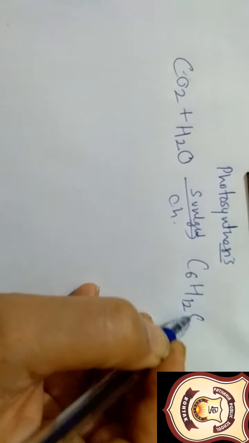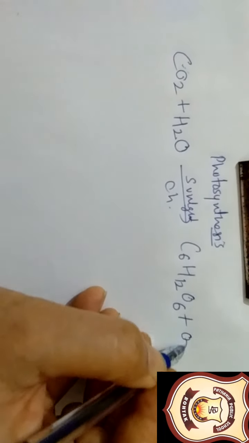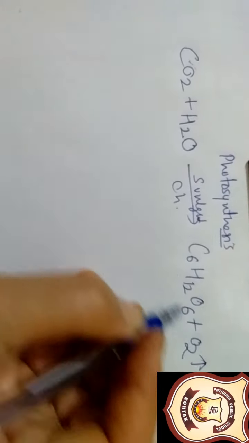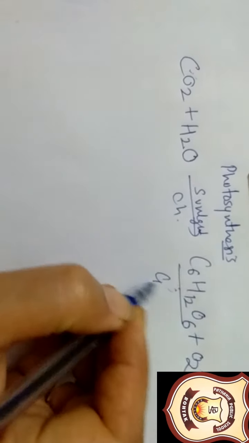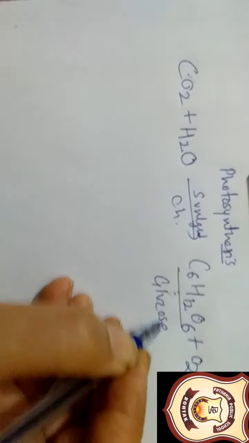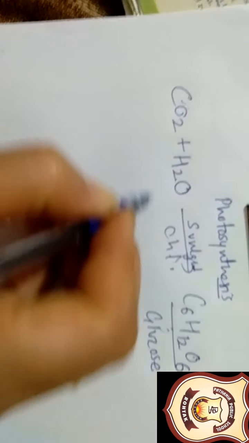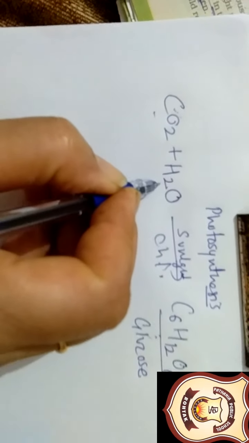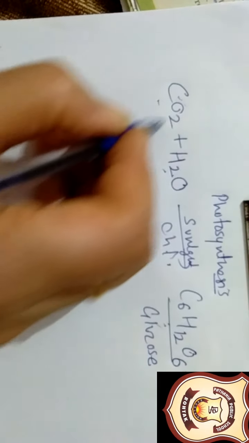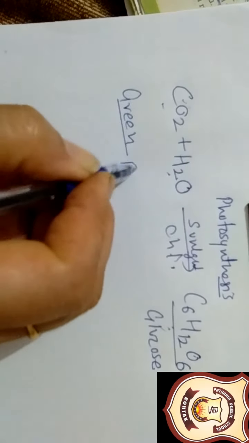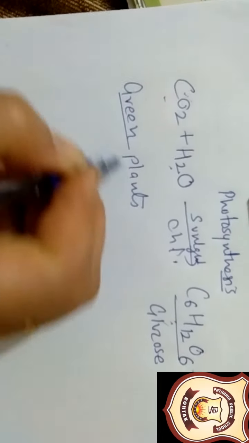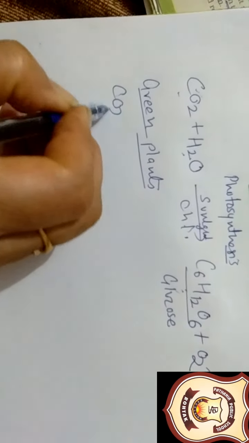The food is prepared in the form of glucose and the oxygen is formed as a byproduct, and this glucose is stored in the plant body in the form of starch. This is glucose, this is chlorophyll, and carbon dioxide and water are the raw materials, and this process takes place in the green plants in the presence of chlorophyll. This only we were discussing.